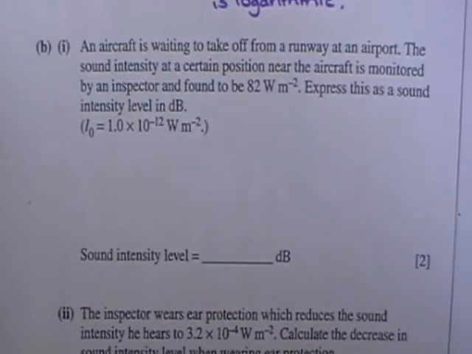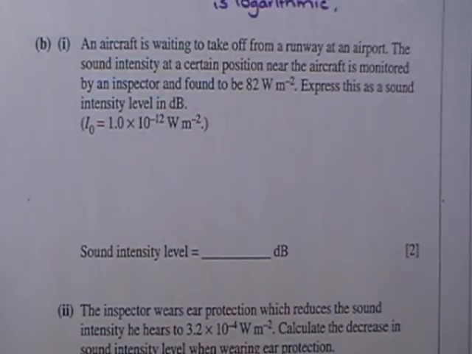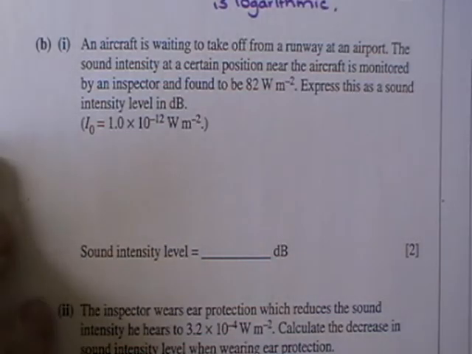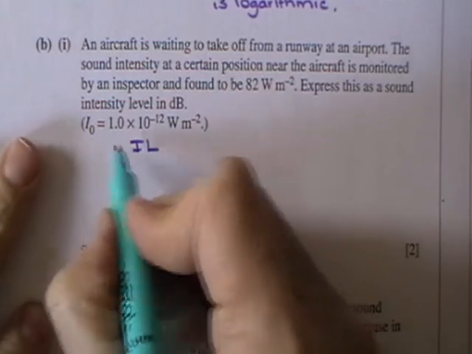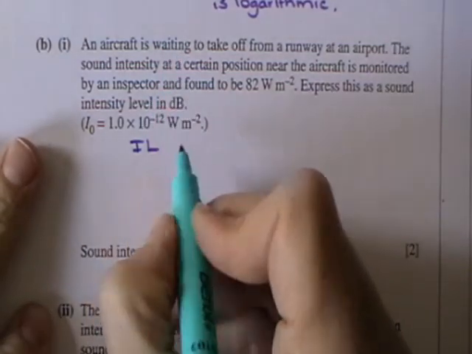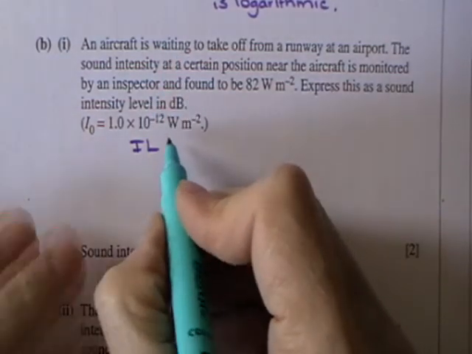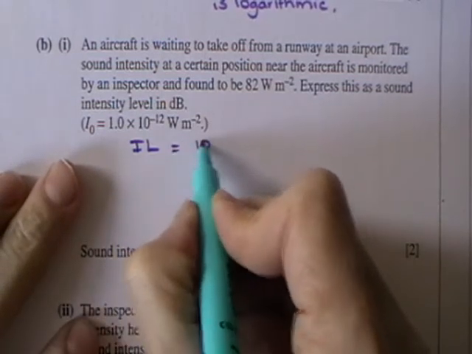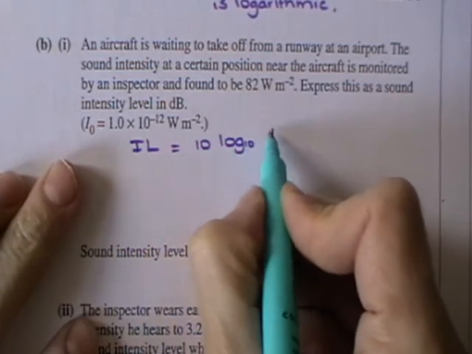B, part 1. An aircraft is waiting to take off from a runway at an airport. The sound intensity at a certain position near the aircraft is monitored by an inspector and found to be 82 watts per metre squared. Express this as a sound intensity level in decibels. And as usual, you're given your minimum threshold of hearing. So IL is equal to 10 times log to the base 10 of I over I naught.